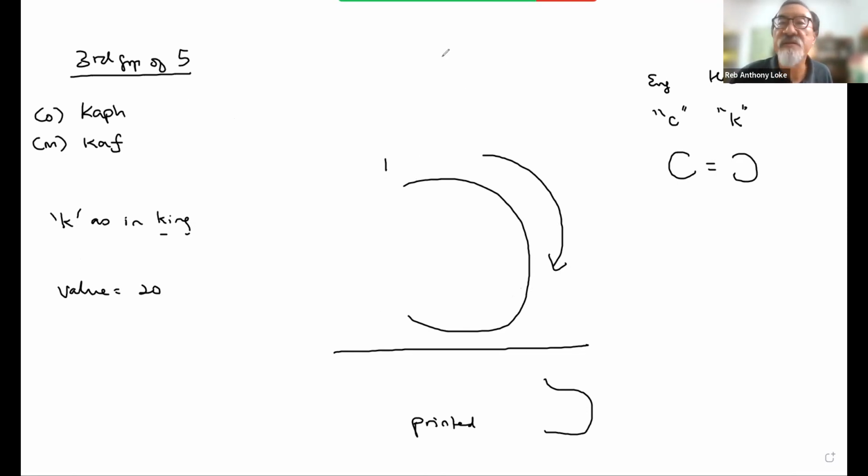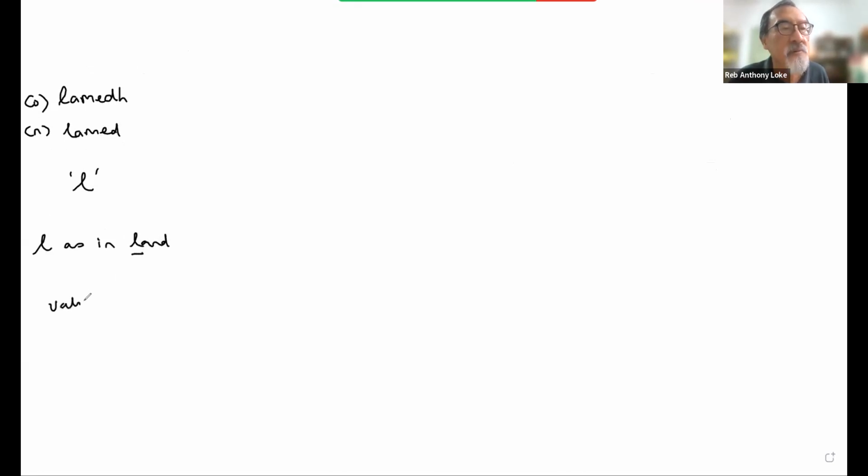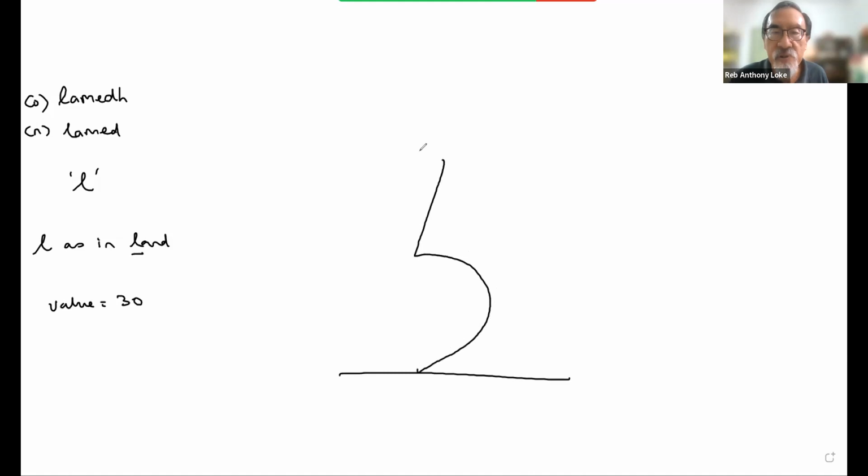The next one is Lamed. This is the old spelling, the new spelling, just short form. And this is your L. L as in land. L sound. Value, now you jump to 30. So the L is written with one stroke. Start from down here, and then you go here. So it's only one stroke. That's your L. Just one stroke.